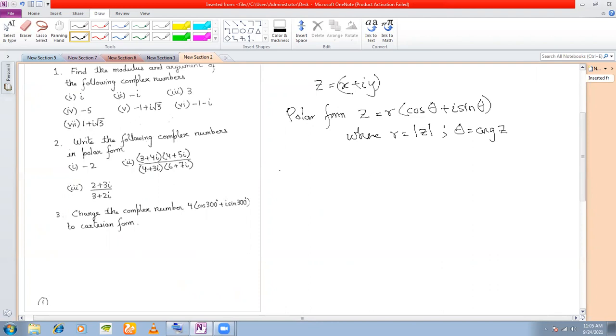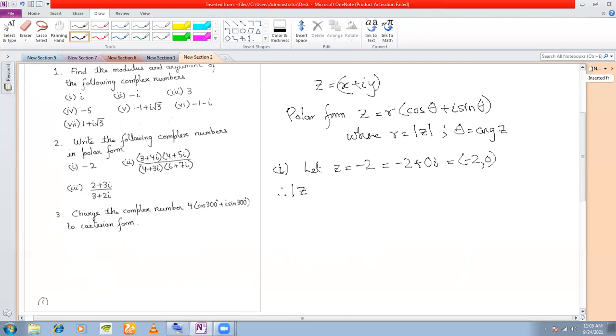Now let's see the first one. Number one, let z is equal to -2, which can be written as -2 plus 0 i, which you can now write as (-2, 0). So what should be mod z? Because for polar form we need the modulus and amplitude of the complex number.